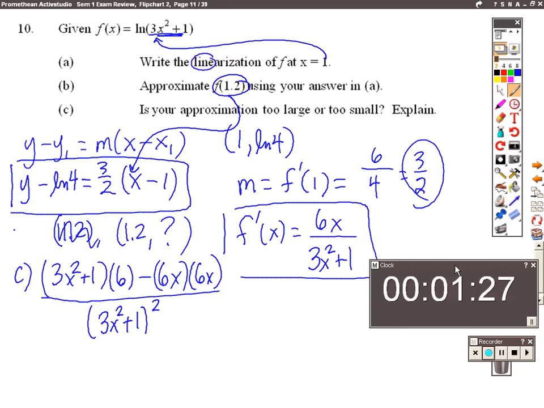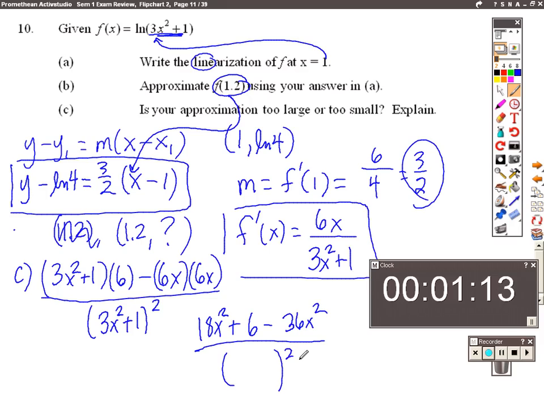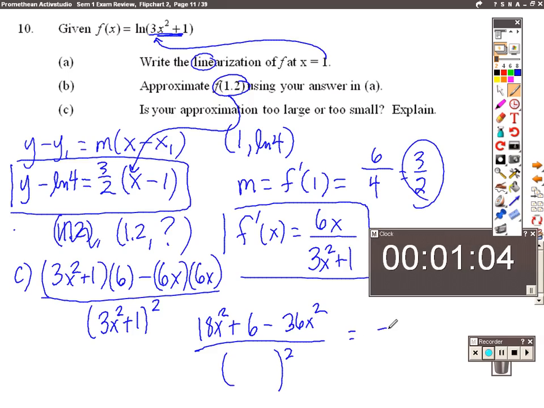Let's go ahead and clean it up. So I'll get 18x squared plus 6 minus 6 times 6 is 36x squared. We know the denominator is going to be positive regardless, so that's not a big deal. 18x squared minus 36x squared is negative 18x squared plus 6 over, and I'll just go ahead and write a positive. So when I substitute 1, you can see 1 squared is 1, negative 18. That's going to give me a negative. A negative divided by a positive is a negative.